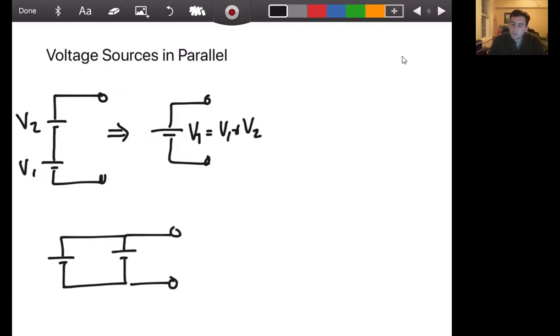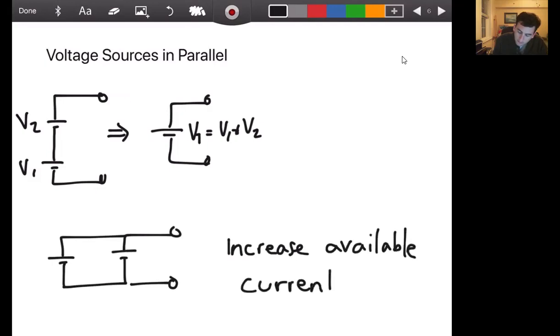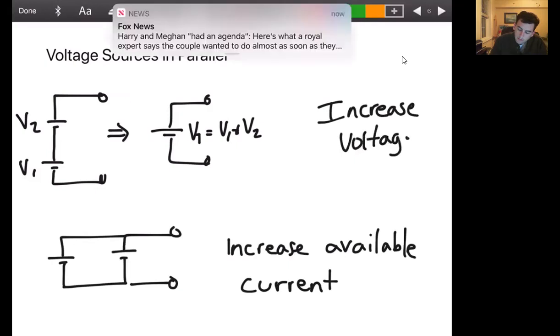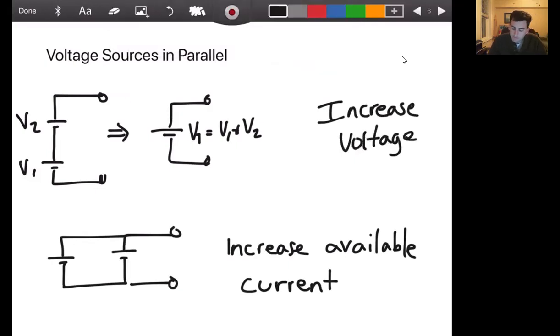Instead, by placing two voltage sources in parallel, we actually increase the available current. So we'll recall that we increase voltage for two elements in series, and we increase our available current for two voltage sources in parallel. Using this knowledge, engineers can design batteries that have the appropriate voltage for whatever application they may need, but also able to provide sufficient current to power whatever equipment is expected on them.